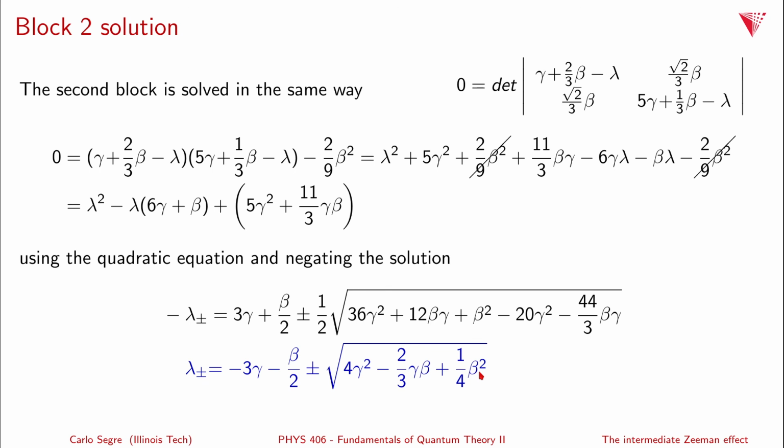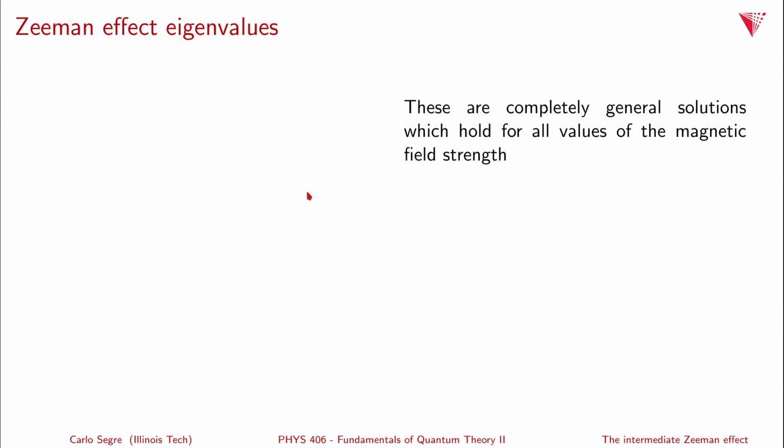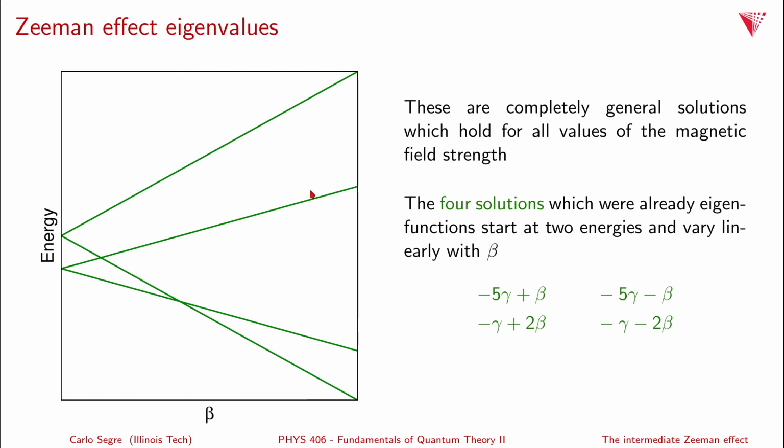So now we have all our distinct solutions. They're all split. So if we now look at all the solutions together, we note that these solutions for the intermediate field Zeeman effect are completely general solutions, which hold for all values of the magnetic field strength, which we parameterize with beta. The 4 solutions, which were already eigenfunctions, start at 2 energies and vary linearly with beta. Remember, you had to negate it, so you start with minus 5 gamma. That's one starting point energy, and minus gamma is the other starting point energy.